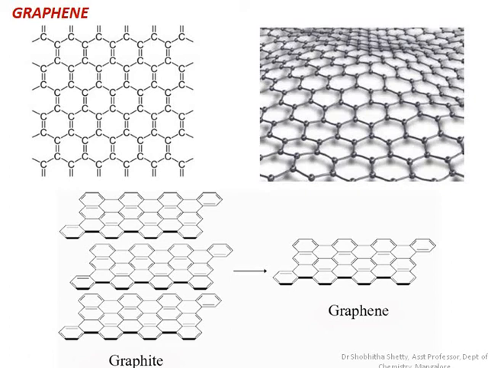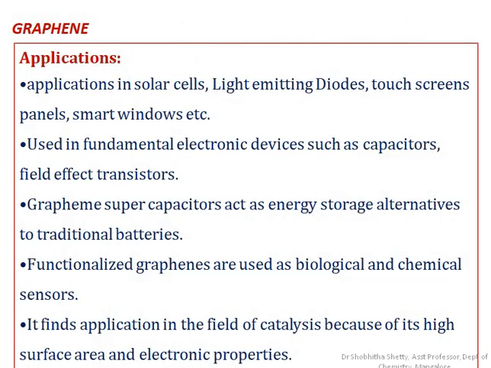Because of this property it has a wide application. As you can see, graphene is a single layer, and multi-layered graphene we call graphite. As I mentioned, it has excellent electronic conductivity, and also it has unique optical properties, and even the thermal conductivity is good. It finds application in thermal management systems, and it is the strongest material.